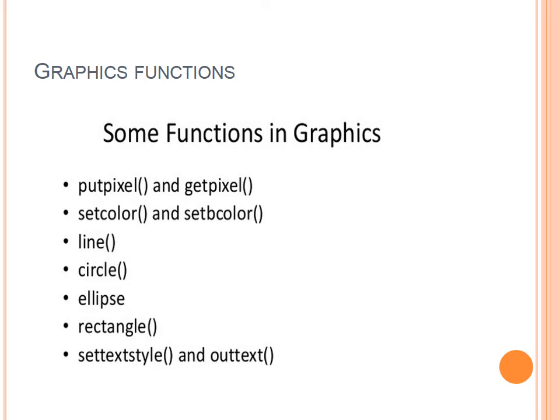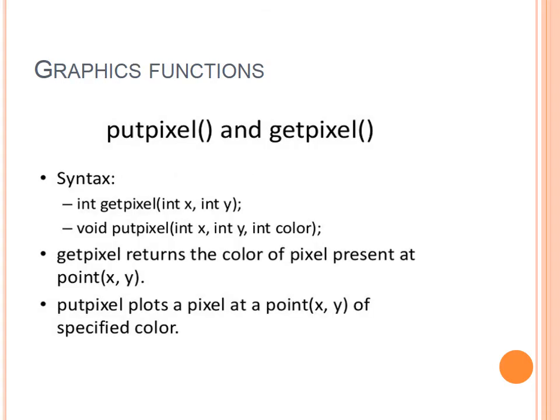Next one is graphic function. Some graphic functions in computer graphics are putPixel and getPixel, setColor and setBkColor, line function, circle function, ellipse function, rectangle function, setTextStyle function and outText function. So first we discuss what is putPixel function and getPixel function.